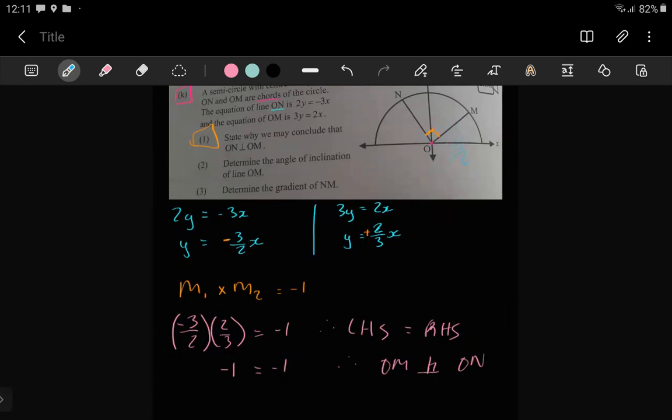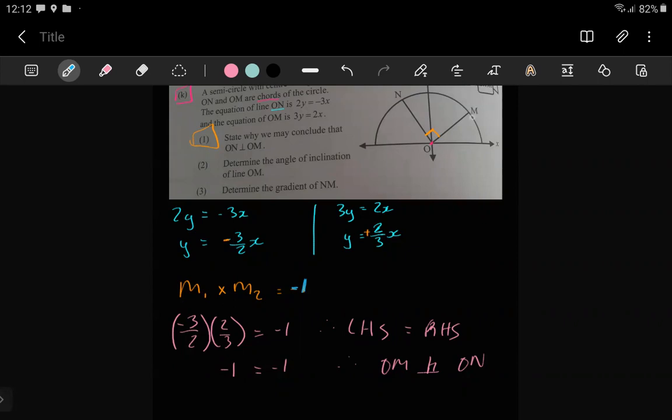Well, remember the gradients are not equal. If you multiply them, they equal -1. That's what we're supposed to show. Also, if I put -1 after that? Yes, like gradient MON times gradient MOM equals -1.